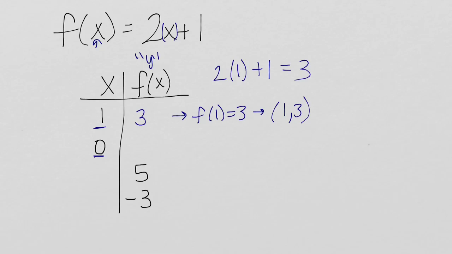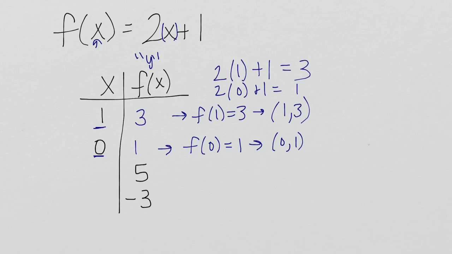If I plug in my other one, it says 2 times 0 plus 1. Well, that's 1. So this is saying that for an input of 0, I'm getting out a 1. So my point on this line would be 0, 1. And notice we can pull these points straight off the table like we've done before.